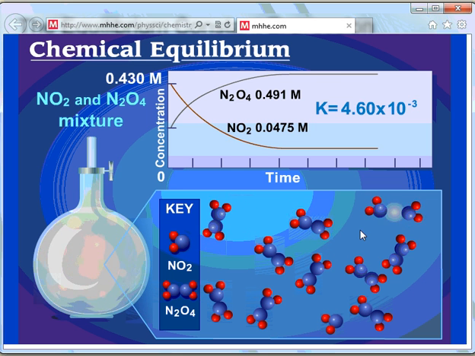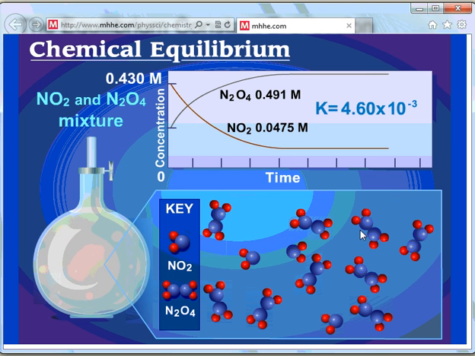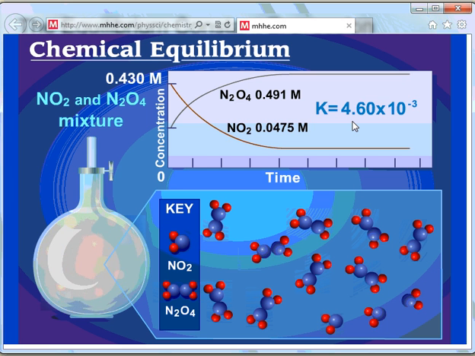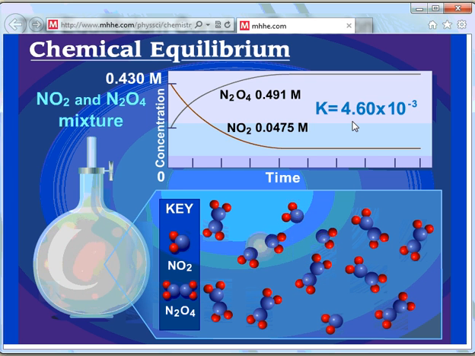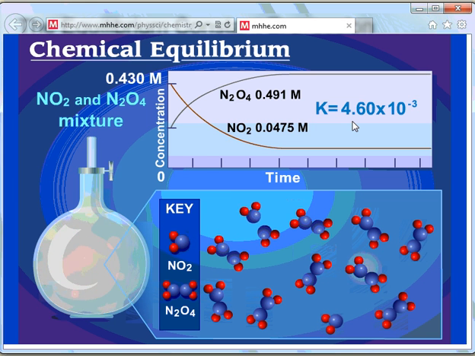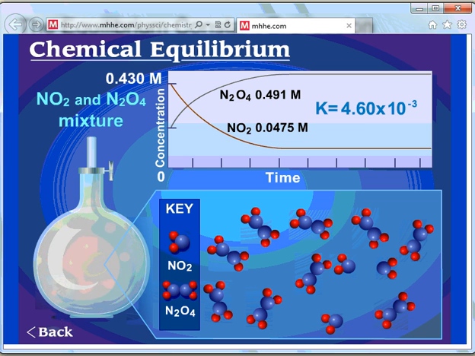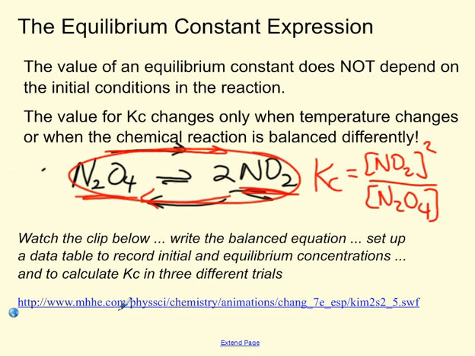So in 3 different experiments with 3 totally different starting situations, we ended up with an equilibrium mixture that was different each time, right? The concentrations of N2O4 and NO2 in each of the 3 experiments was different at equilibrium. And yet, when we plugged those concentrations into the equilibrium expression, we got the same value for Kc. So the value for Kc does not depend on the initial concentrations in the experiment. It only depends on the temperature at which you're doing the experiment, and as we'll see, on the way that you balance an equation.